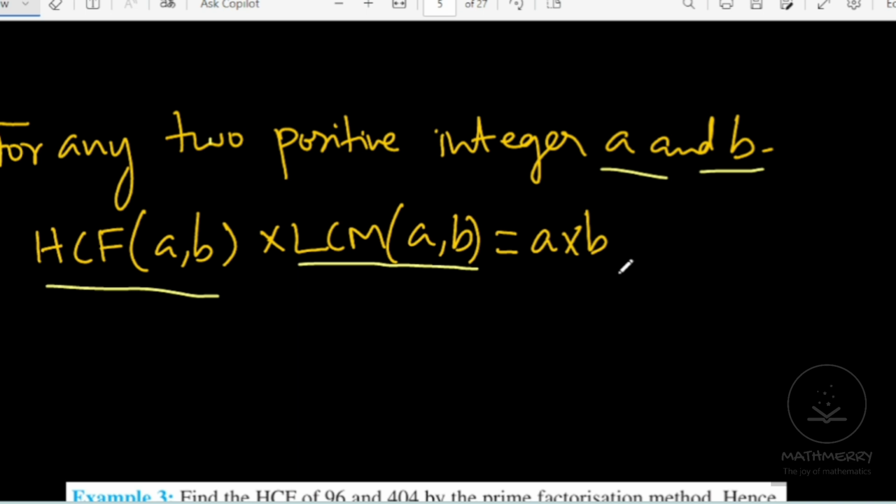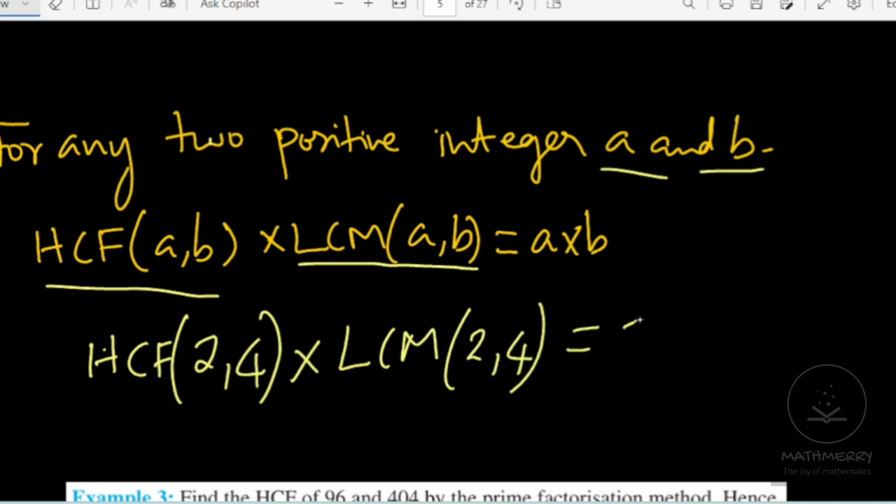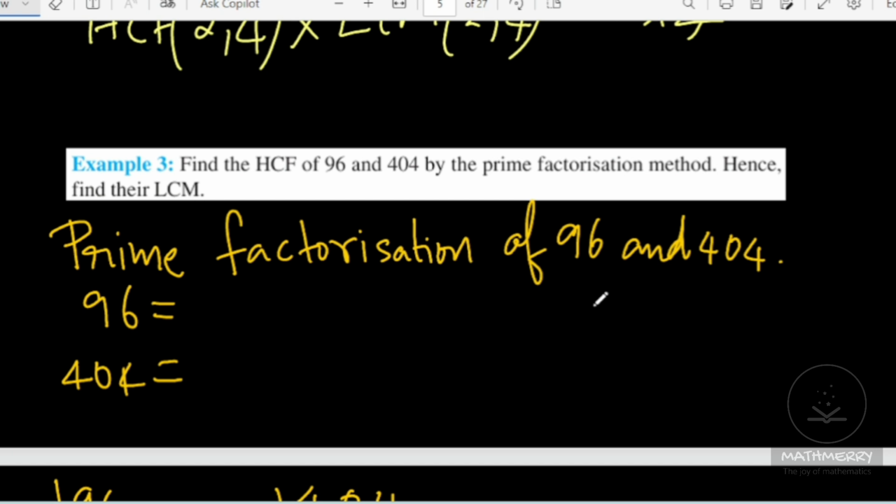Suppose, let's say, HCF of 2 and 4 into LCM of 2 and 4 is equal to 2 into 4. I'm just telling you an example for the sake of it. In this way we can use this formula to find either the HCF or LCM when one of them is given. So let's start with one problem. This is our example 3 question.